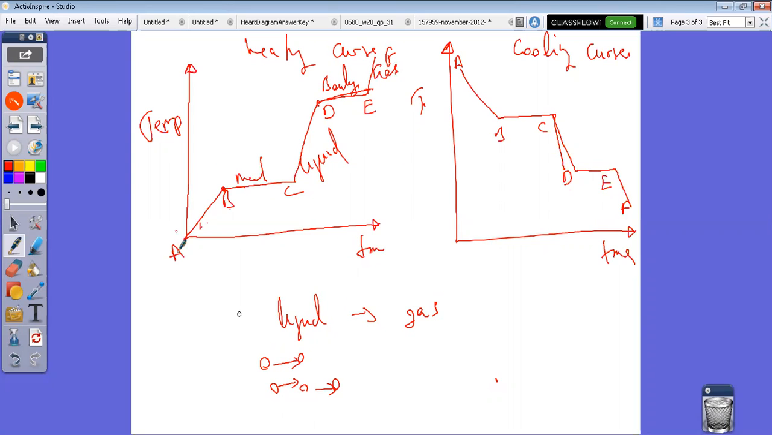Clear now, everyone? In the cooling curve, we are decreasing the temperature. So there is a gas there. When something changes from gas to liquid, what do we call that? Is that not condensation? Condensation point. Then there, this is a solid. So liquid to solid, freezing. Freezing point here. The same concept.